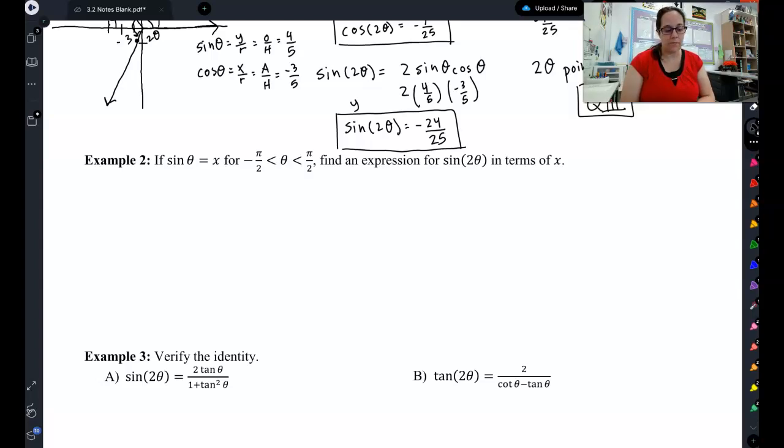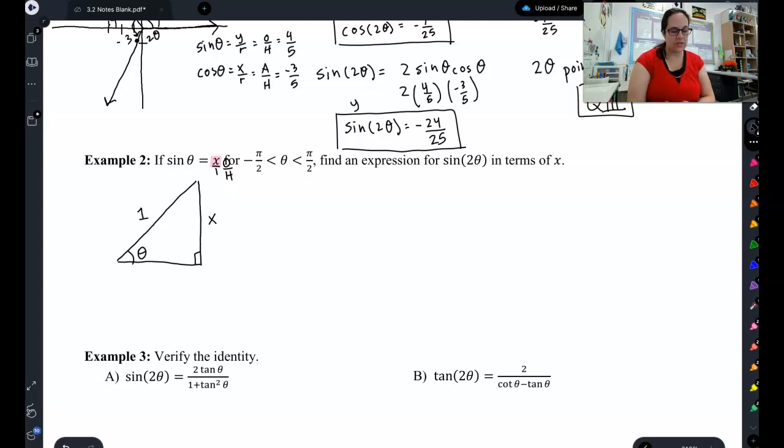So here's what I would like you to get used to. Anytime you see a problem where sine of theta, cosine of theta, tangent of theta equals a variable, equals that x, I don't want you to think of it in terms of our coordinate plane. I want you to just think of regular old SOHCAHTOA. So I am going to make a right triangle, and I'm going to make that theta. Now I'm going to label this right triangle using the information I've been given. So I know that I could put this x over 1. I also know from SOHCAHTOA that this is going to be opposite over hypotenuse. That's what sine always is. So my opposite side is x. My hypotenuse side is 1.